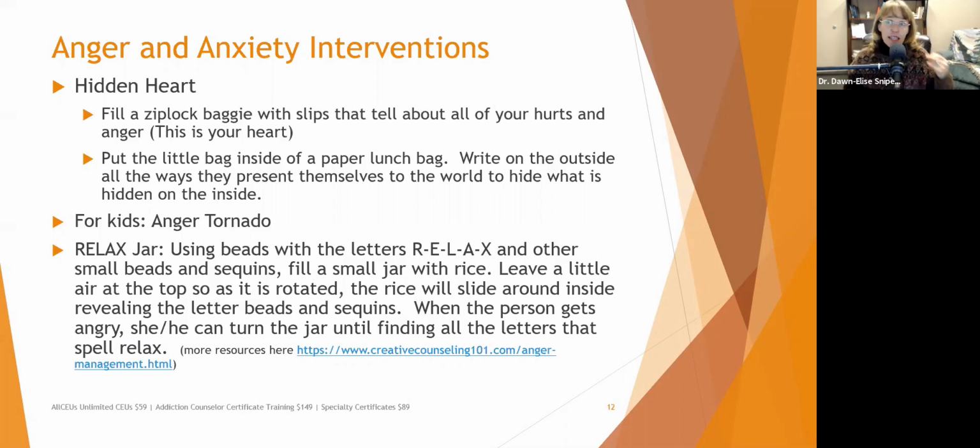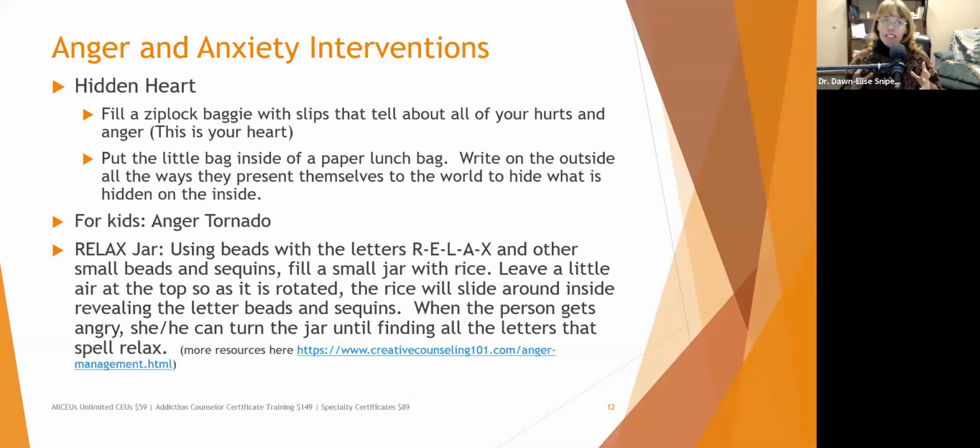A relax jar is another activity that's a little bit more fun. Use beads with the letters RELAX and other small beads and sequins, and fill a small jar with rice or perlite or whatever you want to. Rice is usually cheap and available. Leave a little air at the top, so as it's rotated, the rice will slide around inside, revealing the letter beads and sequins. When the person gets angry or anxious, he or she can turn the jar until they find all the letters that spell relax.